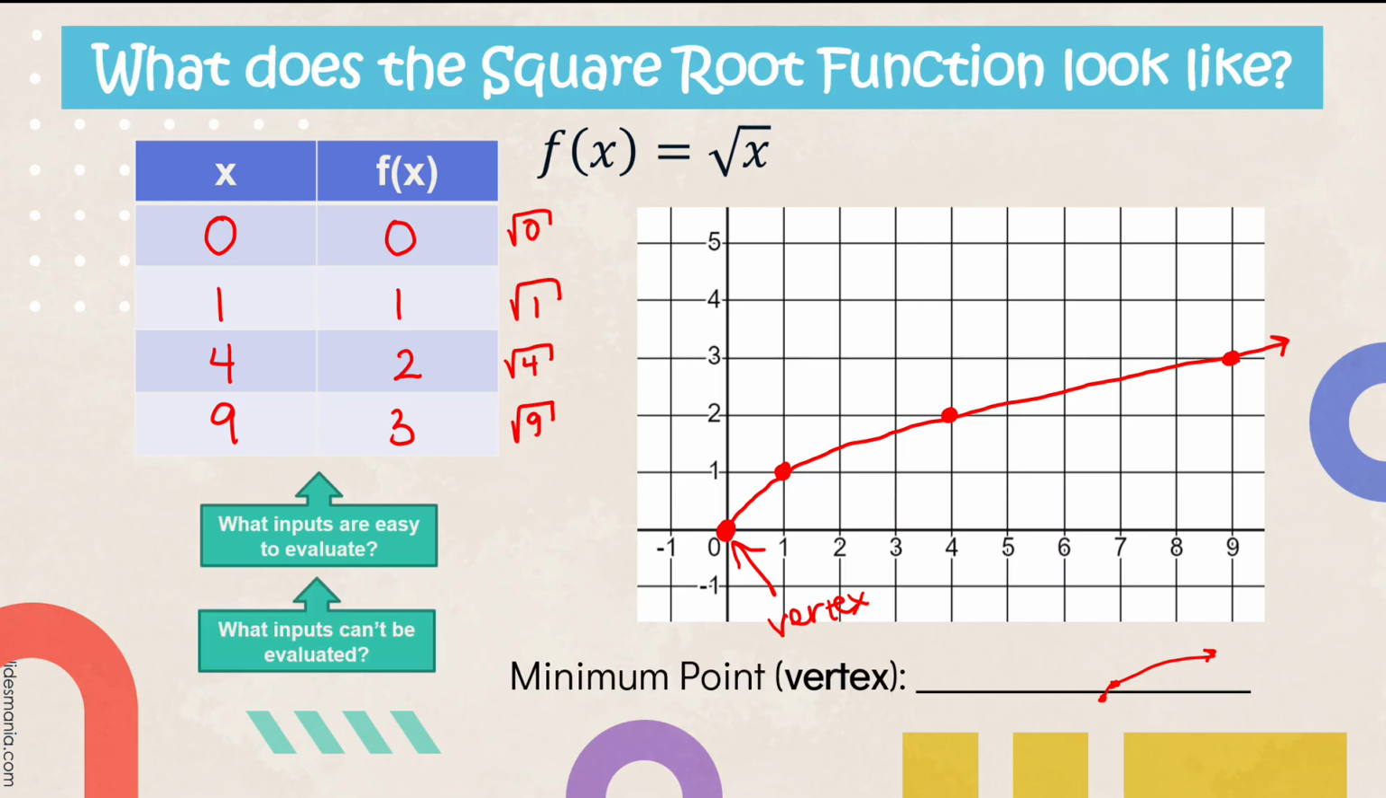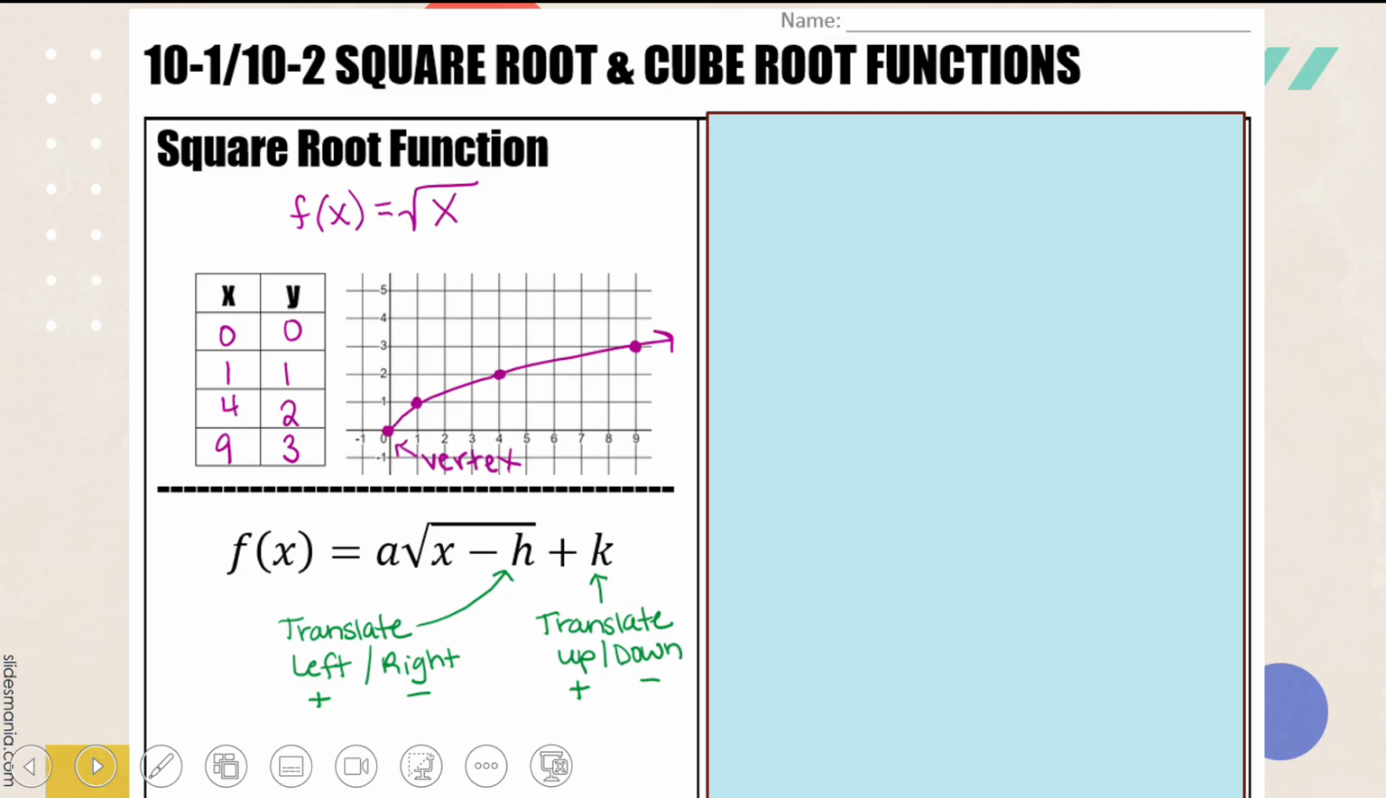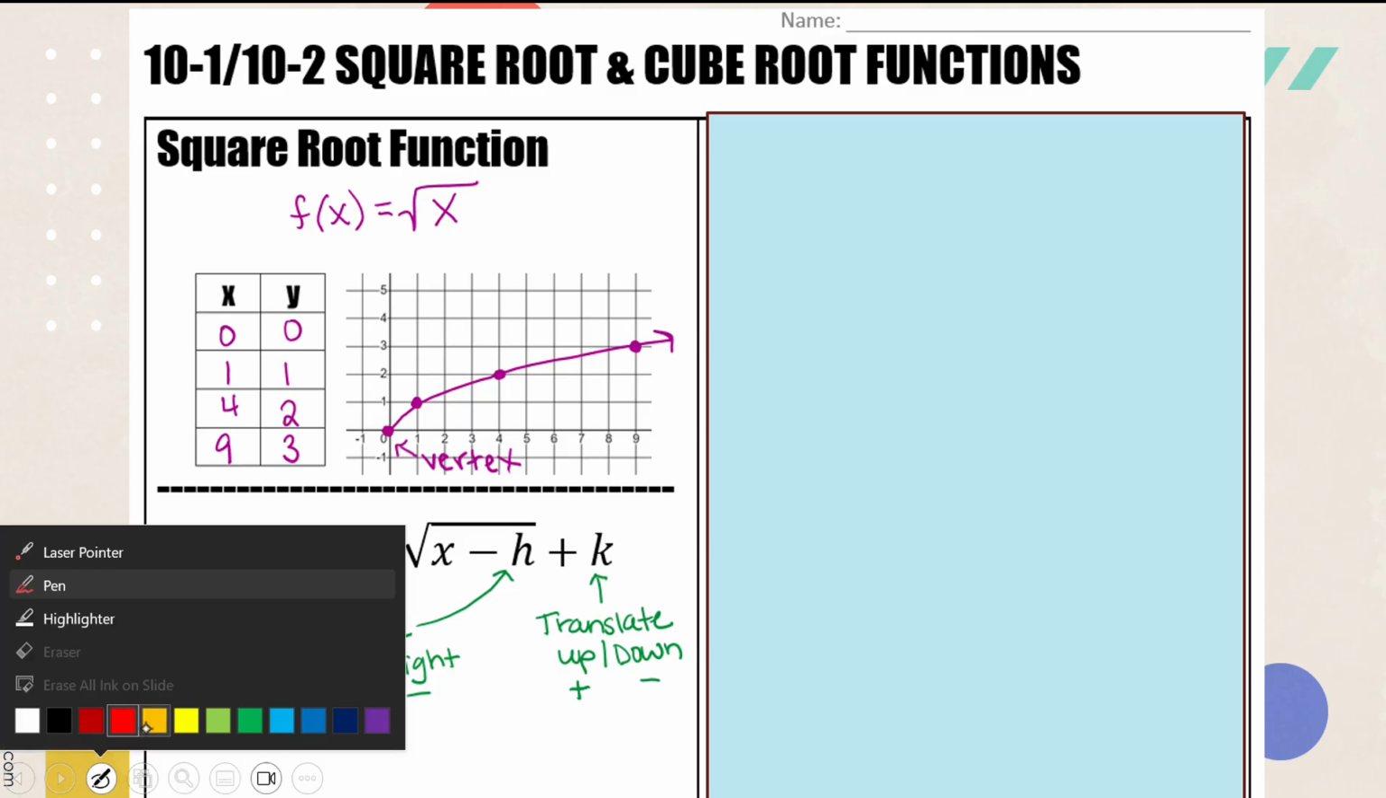The minimum point here, sorry, is (0, 0). All right. Okay, so the square root function. If you didn't copy this down already, you should copy this down in your notes, what we literally just did, which is that the square root function is f(x), or y, equal to the square root of x. We have this nice little table of 4 values, and we create this. It's essentially half of a parabola just facing the other direction.